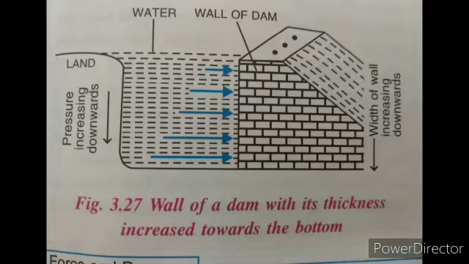Because we know that as the height of the liquid column increases, the liquid pressure increases. So the pressure at the bottom of the dam is more as compared to the pressure at the top. That is the reason the wall is made thicker from the bottom.